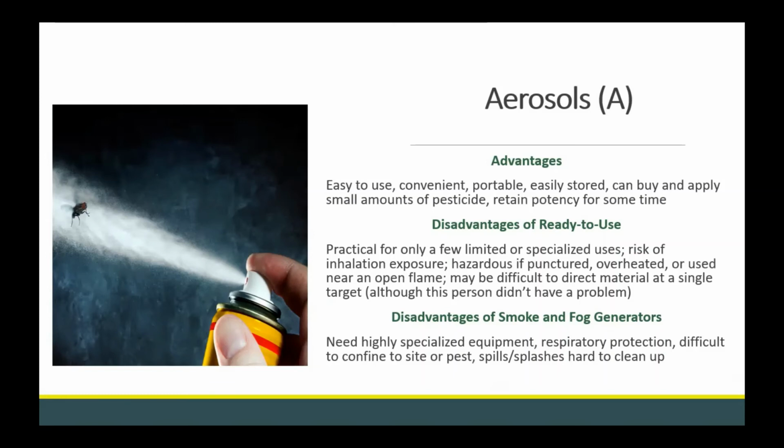The disadvantages are that they're practical for only a few limited or specialized uses. There is the risk of inhalation exposure. They're hazardous if punctured, overheated, or used near an open flame, and it may be difficult to direct material at a single target, although this person didn't have a problem.